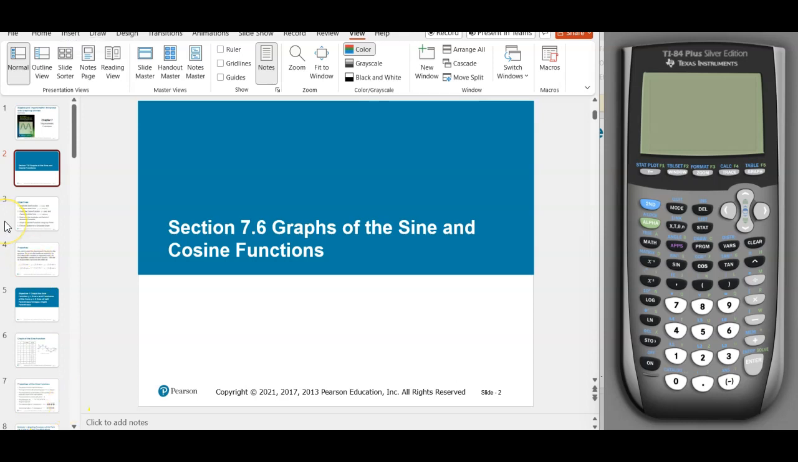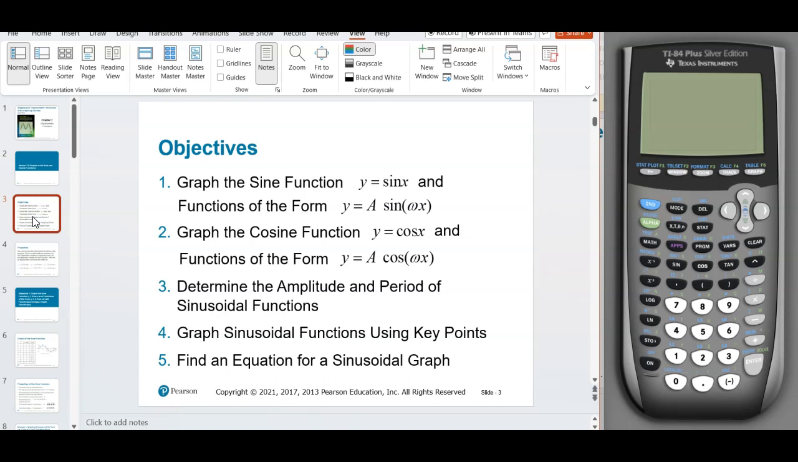Future class, let's look at these notes on graphs of sine and cosine functions. So there are the different objectives we're going to do here. We're going to look at the graphs of sine and cosine when we have a number multiplied out in front or on the inside or both.